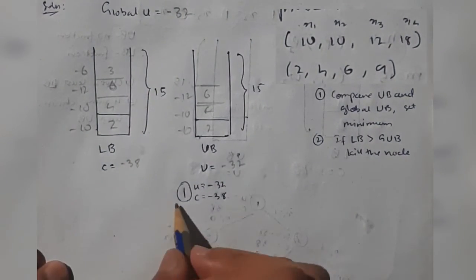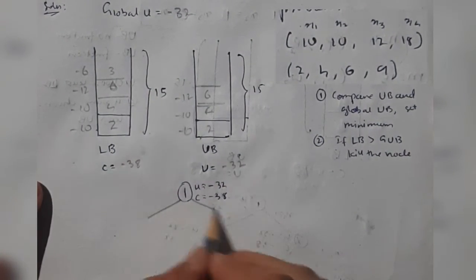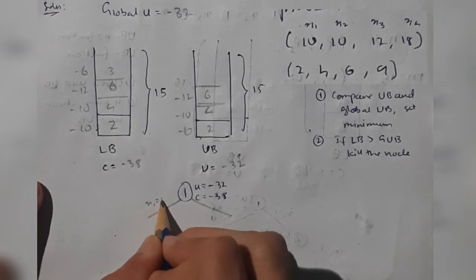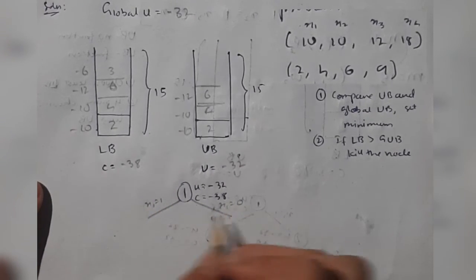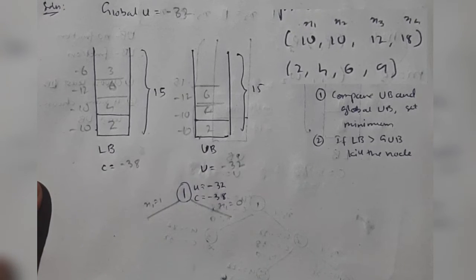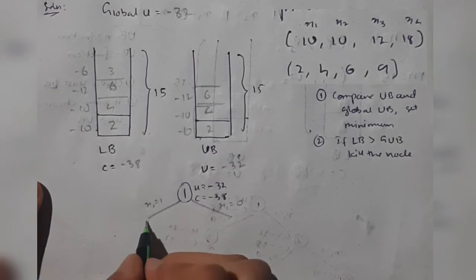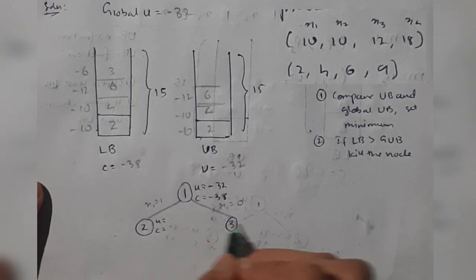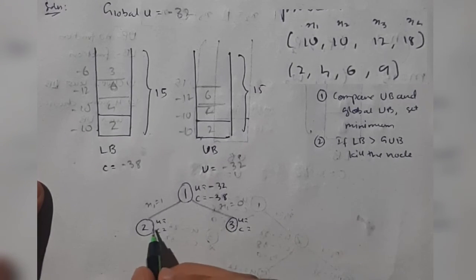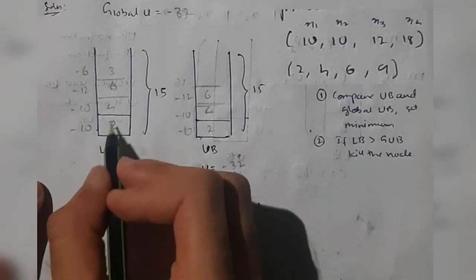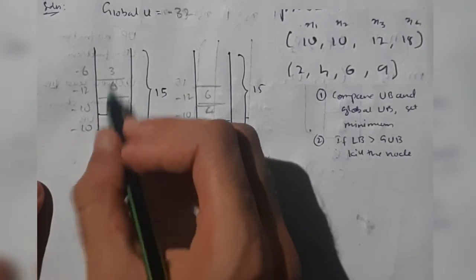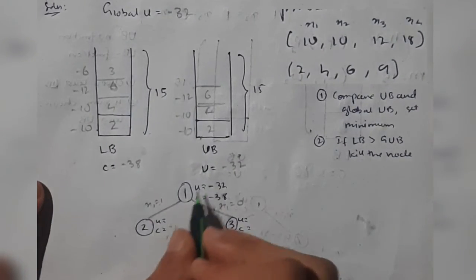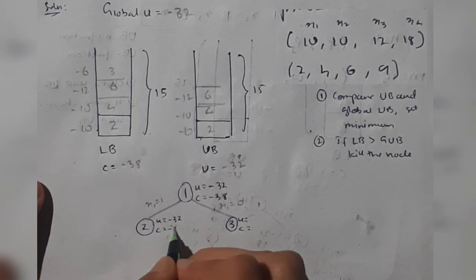The next step is, from 1 I can have two paths, x1 is equal to 1 and x1 is equal to 0. Here I'll have node 2 and node 3, u is equal to and c is equal to. Now for node 2, x1 is equal to 1, so compulsorily we have to include this one. The same thing we'll get here also, so we'll be writing here minus 32 and minus 38.